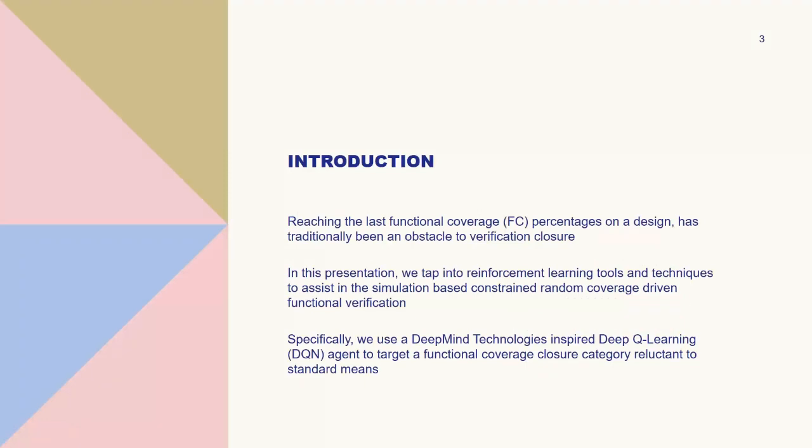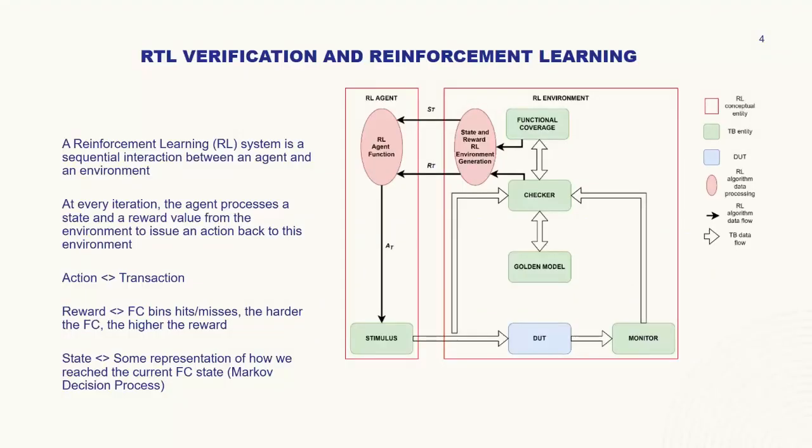Okay, so we all know that closing functional coverage can be a hard problem, mostly the last percentages, and it's mainly because it's hard to generate the exact scenarios that we want in order to hit the reluctant bins. So we see here how an agent, a DQN agent, I'll talk a bit more about what DQN is, can help us in this context.